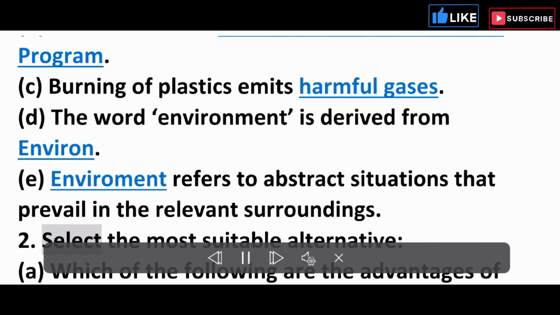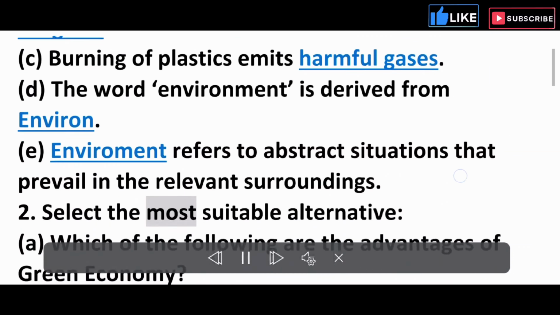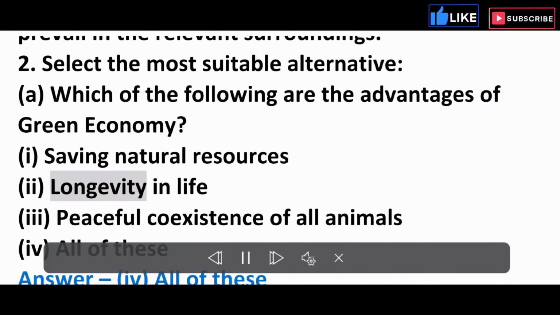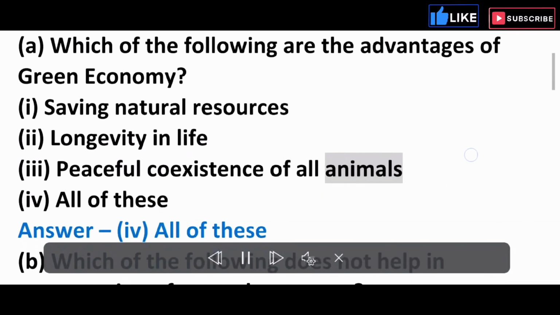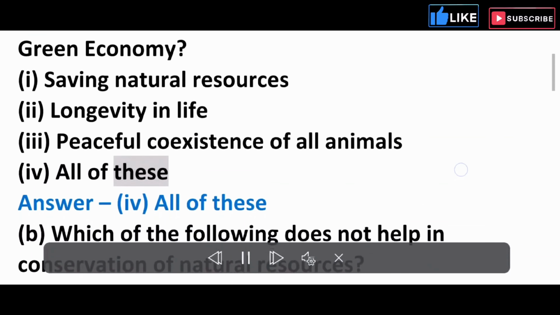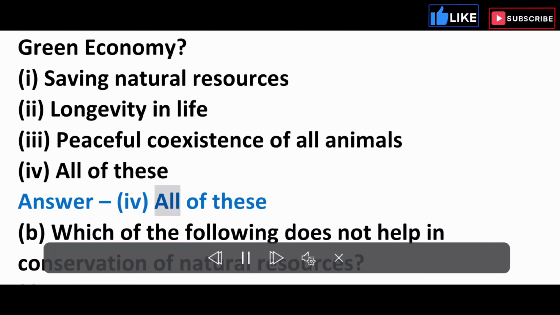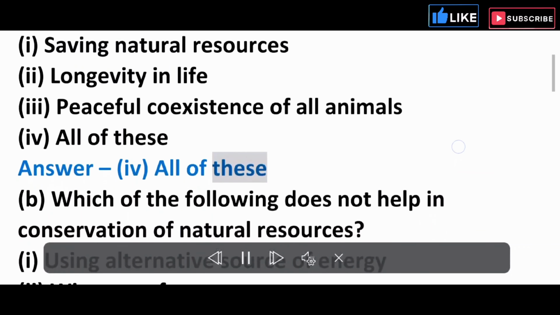2. Select the most suitable alternative. A. Which of the following are the advantages of green economy? I. Saving natural resources. II. Longevity in life. III. Peaceful coexistence of all animals. IV. All of these. Answer: IV. All of these.